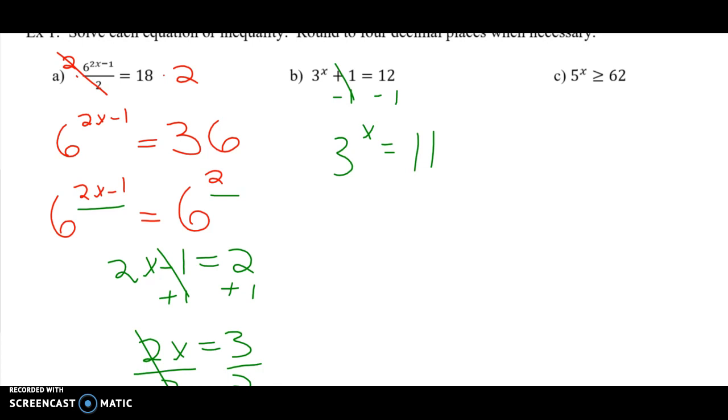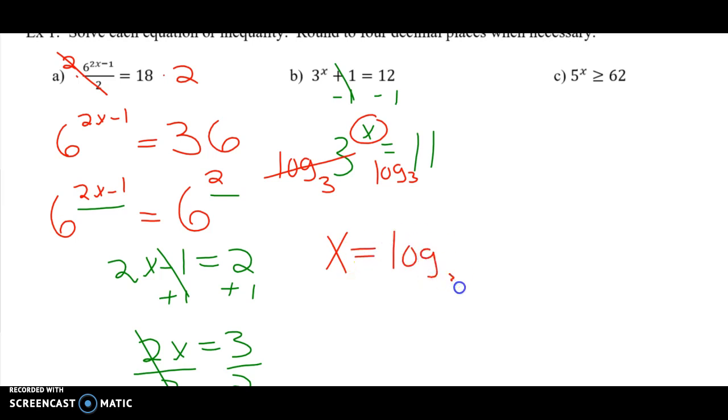Log of what base will cancel that out? Log base 3. So I am going to log base 3 both sides. You can do anything you want to an equation as long as you do it to both sides. So log base 3 of 3 cancels. So now I'm left with x equals.